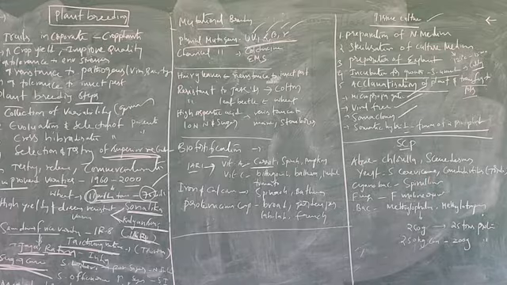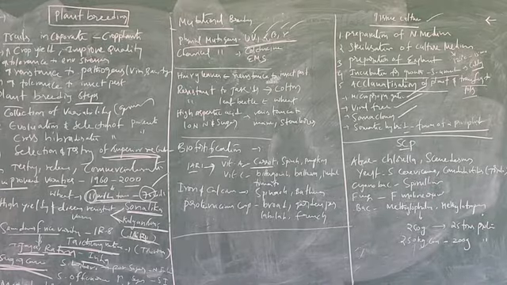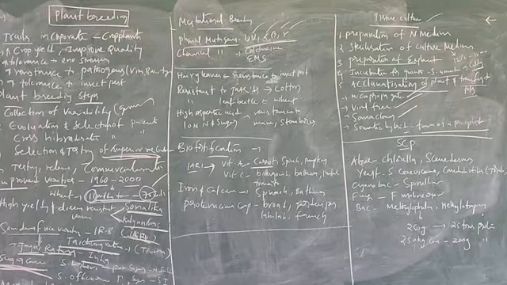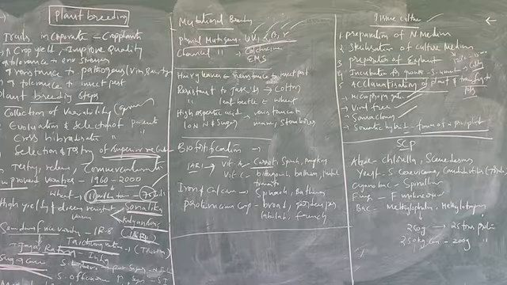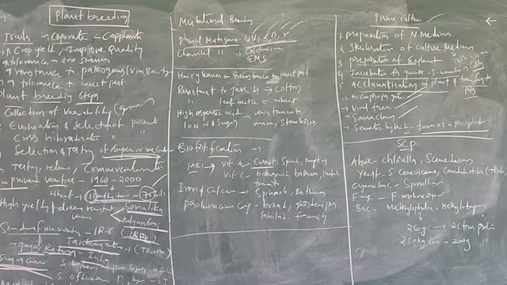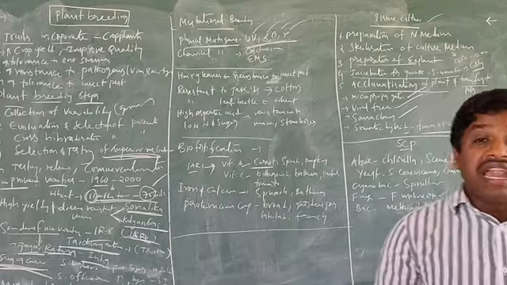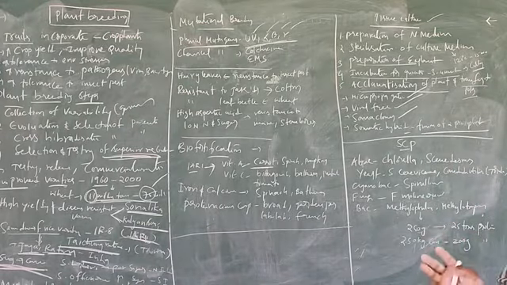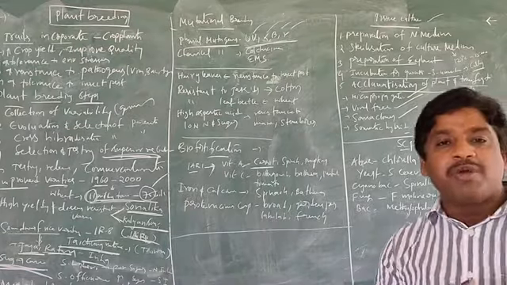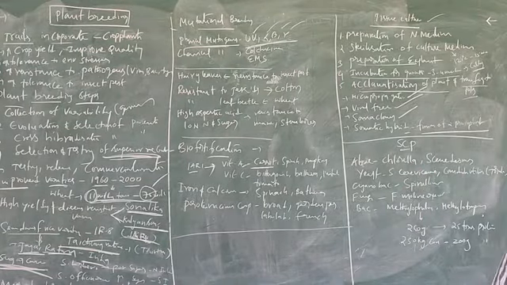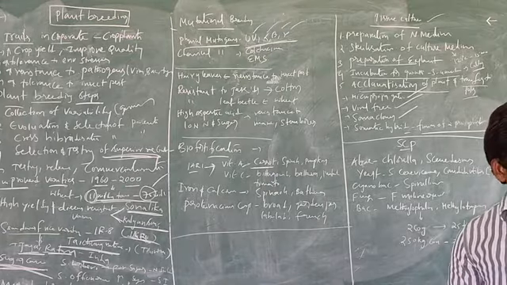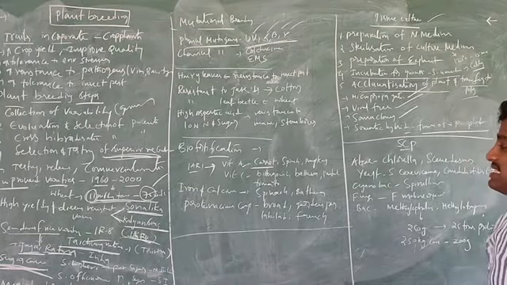And single cell proteins. What is meant by single cell protein? Single cell protein means the dried biomass of species of microbes that can be used as protein in our diet. We call it single cell protein.